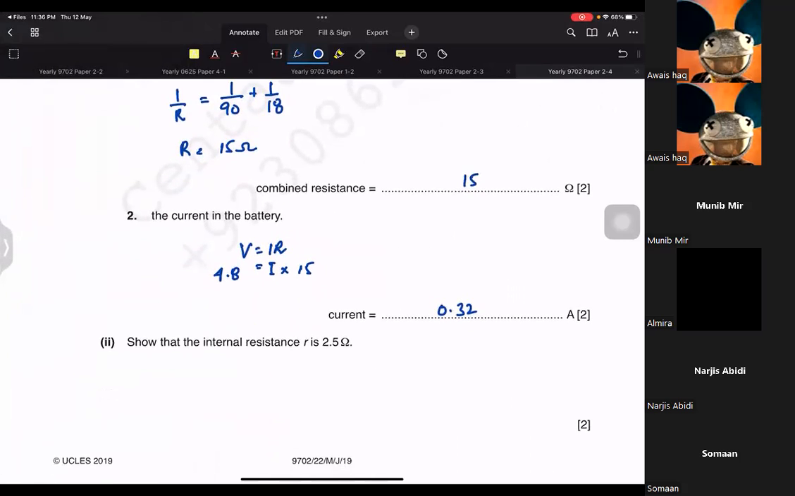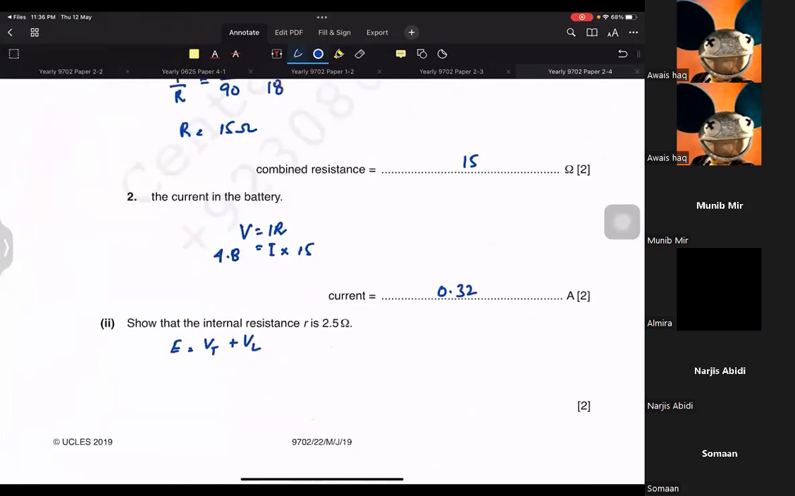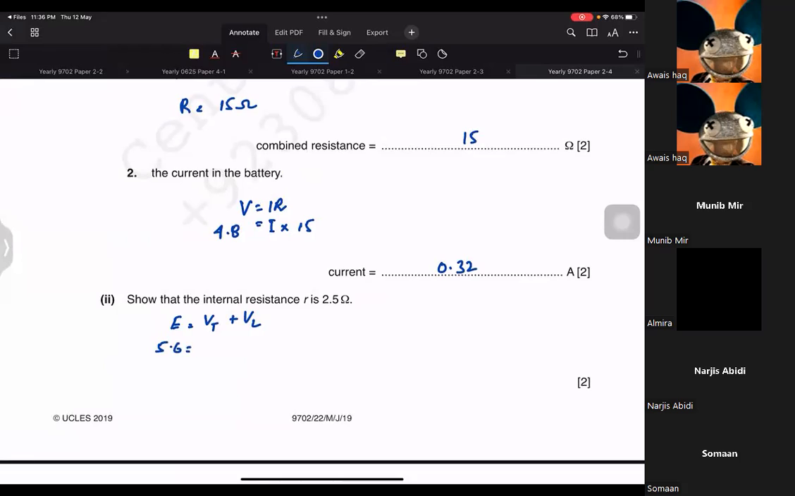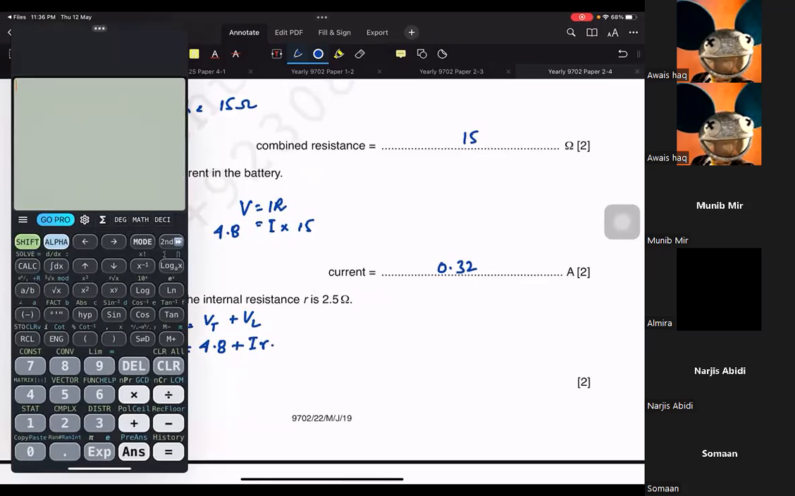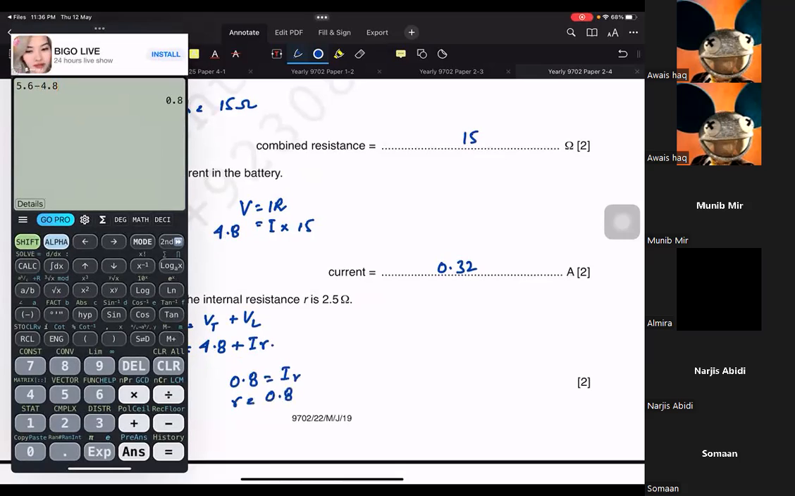Pretty good. Now show the internal resistance is this. Okay. There are a couple of ways of doing this. You can always write EMF equals terminal potential plus voltage loss. The EMF was 5.6. The terminal potential was 4.8 and the voltage loss is current times internal resistance. So 5.6 minus 4.8 is 0.8 equals Ir, and r will be 0.8 divided by the current. So that would be 2.5. Okay, they just have to show it.